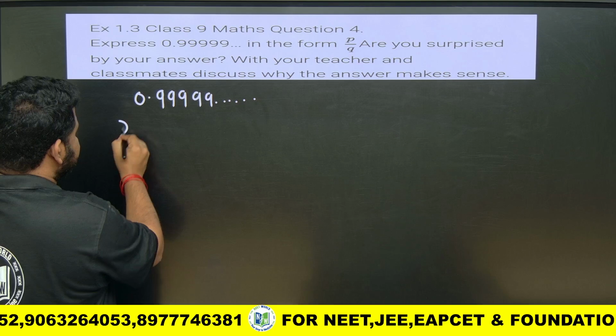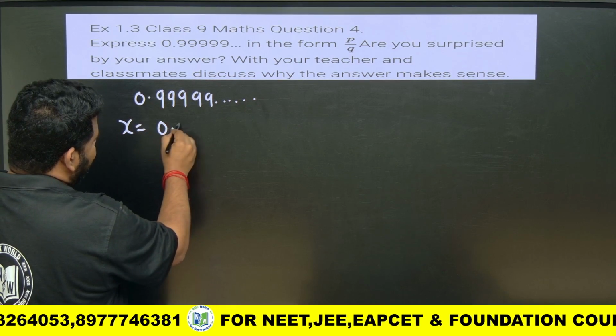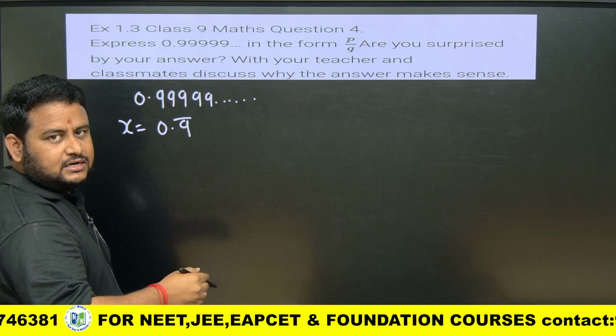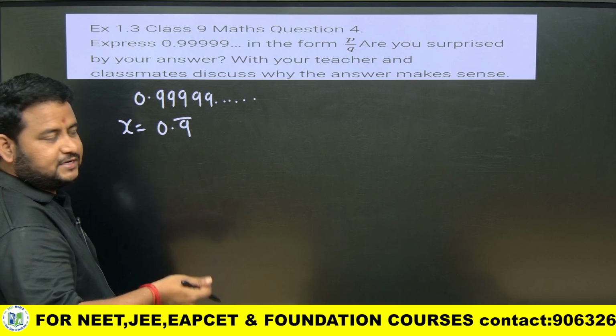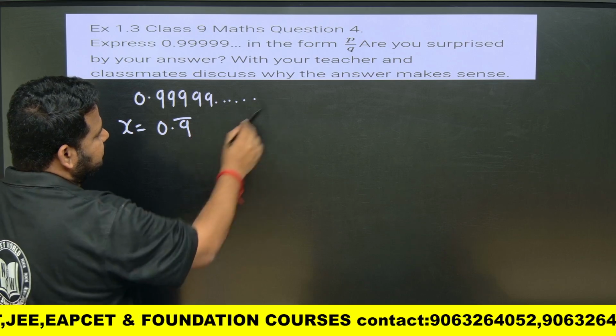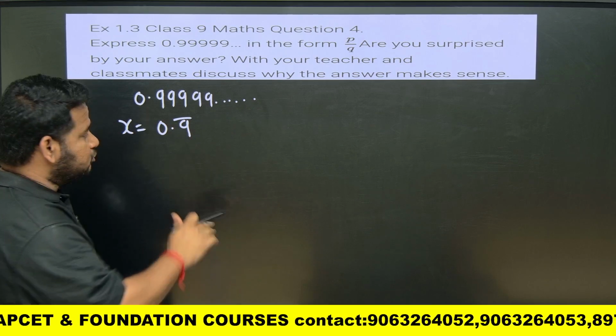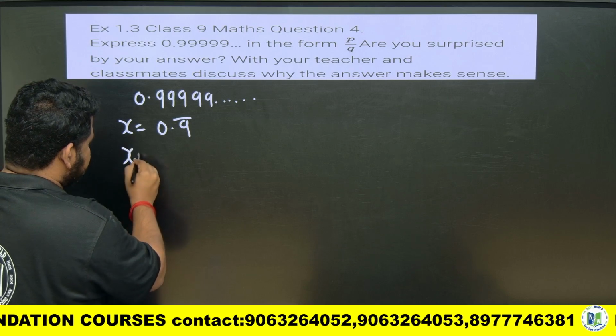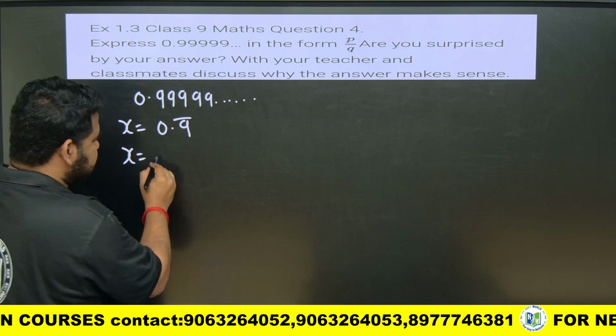So this can be written as what? x can be written as 0.9 bar, because 9 is repeating again and again. It is non-terminating but also repeating. Dots are given here. Please observe carefully. Dots are given, so it is non-terminating, and the numbers are also repeating. So x can be written as 0.9 bar. Now I will expand this bar, that is, I will remove this bar. This will become what, friends?